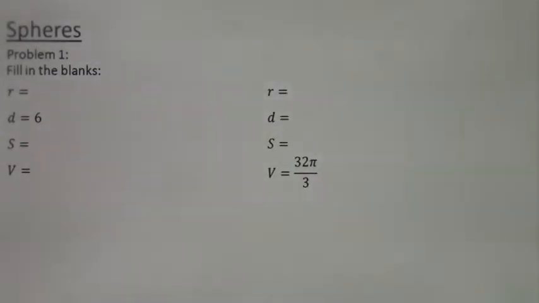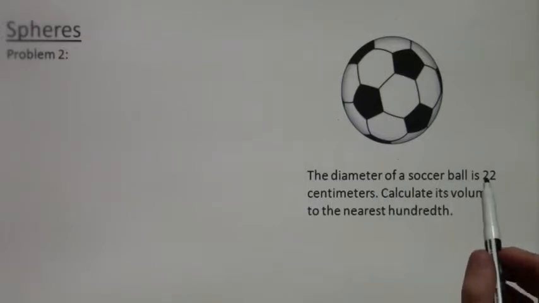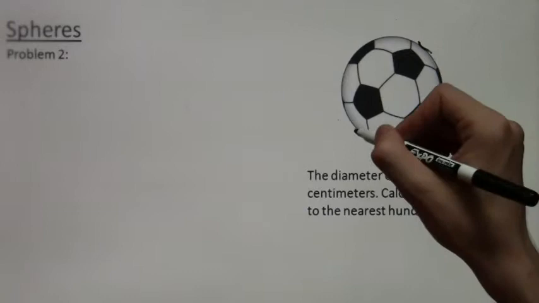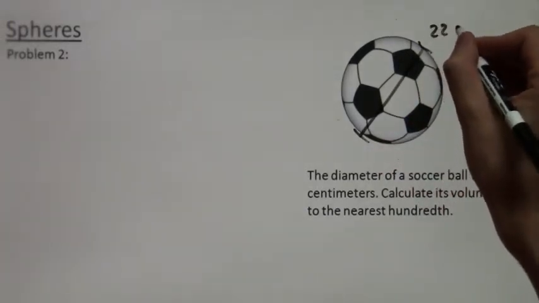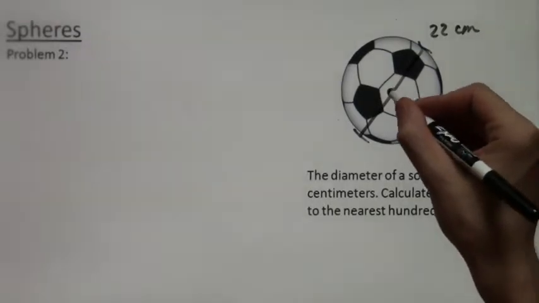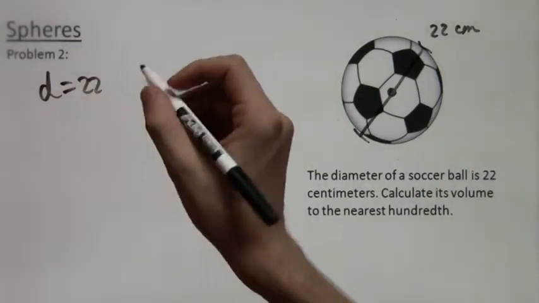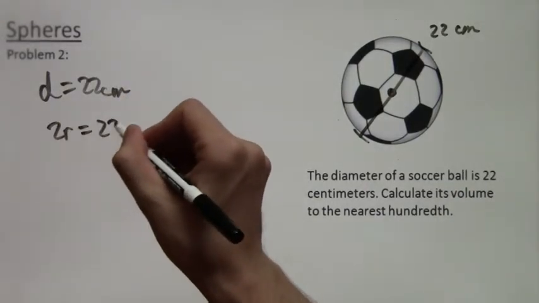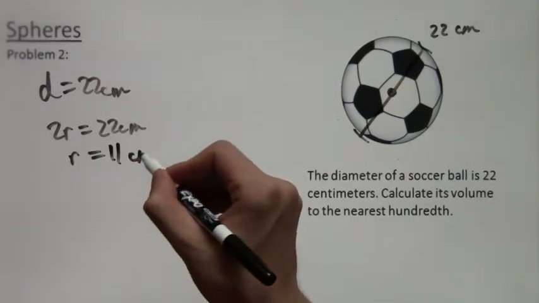Moving on. The diameter of a soccer ball is about 22 centimeters. Calculate its volume to the nearest hundredth. So the diameter is this distance across, for example, what I've just drawn. And that's 22 centimeters. To calculate the volume, we're going to need the radius. And we know that the radius is half the diameter. So 22 equals 2r. And then we divide by 2 and we get that the radius is equal to 11 centimeters.